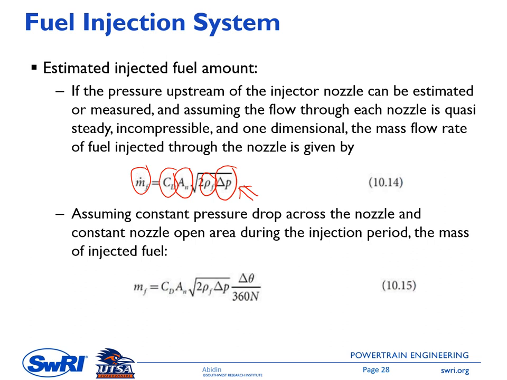If we assume a constant pressure drop across the nozzle and constant nozzle open area during the injection period, then we can get the total fuel mass by using this formula 10.15. In this case, the total injected fuel is a function of the injection pressure and the engine speed, this capital N. And delta theta here is the injection period.